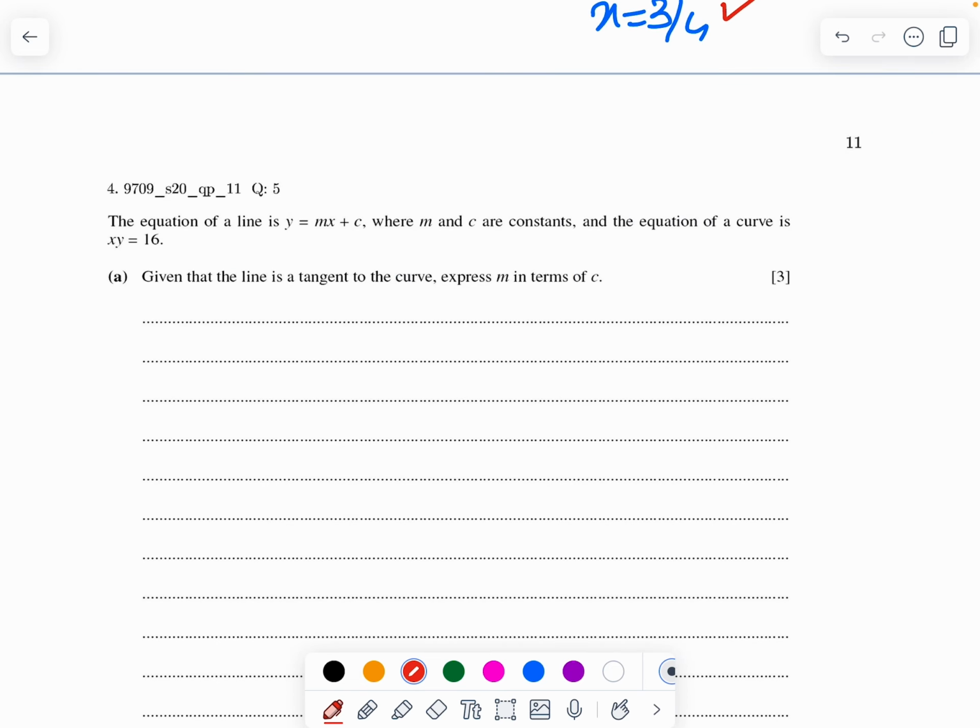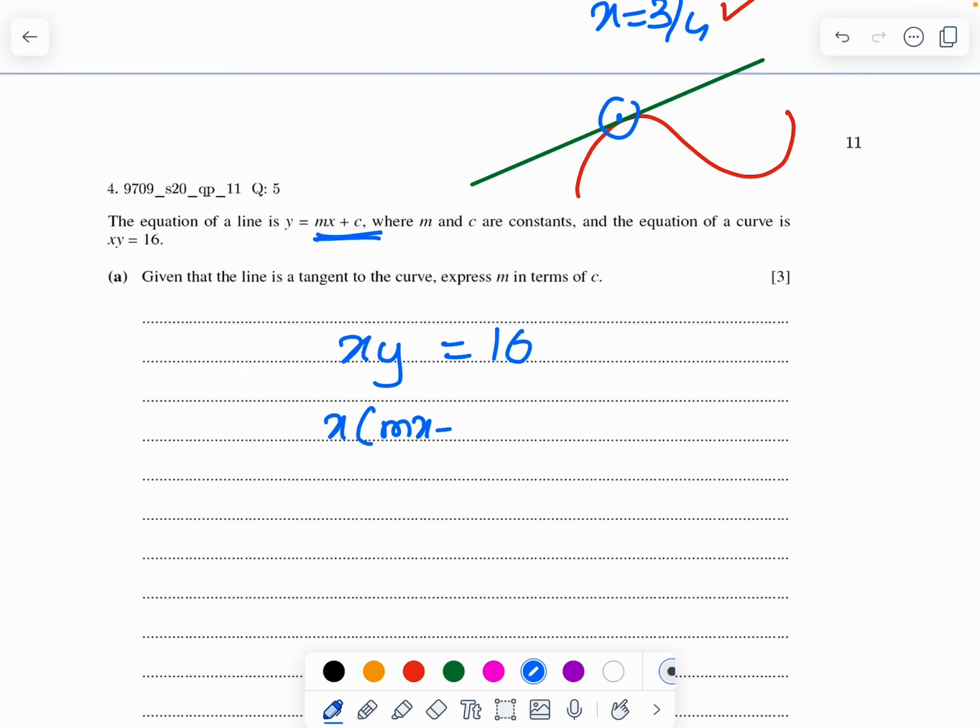Coming to the next question, the equation of a line y equals to mx plus c and the equation of the curve xy equals to 16. Given that the line is a tangent, again I said, if there is a curve and a tangent, that curve and tangent will meet at one point. So first of all, we have to equate them. We know that xy equals to 16, but y is mx plus c. x times mx plus c equals to 16. So I get mx square plus cx minus 16 equals to 0.